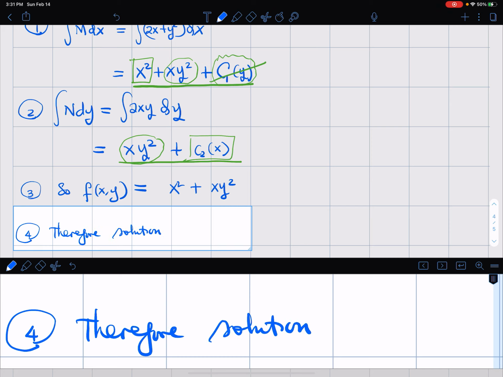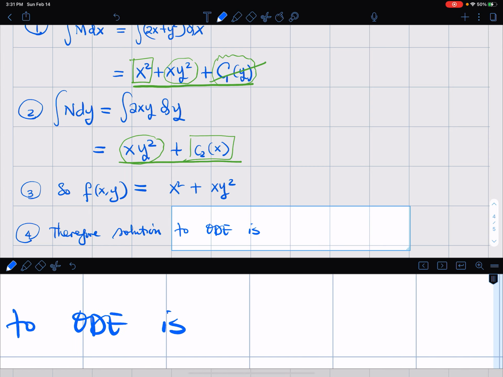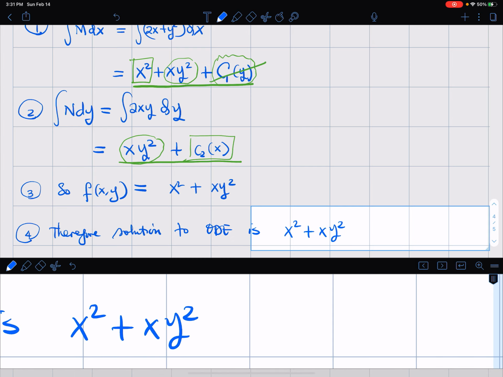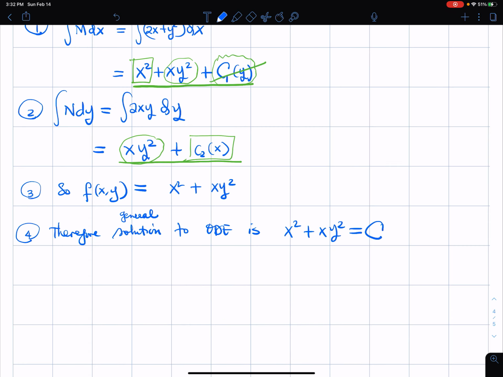Therefore, the solution to the ODE is x squared plus xy squared is equal to c. And this is the general solution. It's called the general solution because it still has c in it. If you're now given initial conditions, then you can find your c. And these are all implicit solutions.